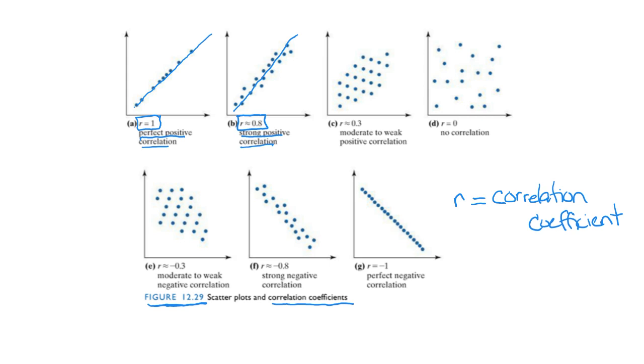The next one we have is called a weak positive. So the correlation coefficient, r is equal to 0.3, is a positive number. All right. Again, it looks like it's going in the positive direction, but there's a lot of points that are away from the line. So it is positive, but it's called a weak positive.